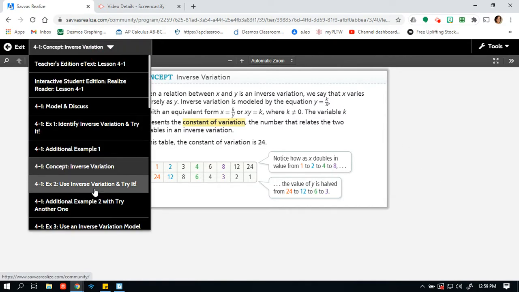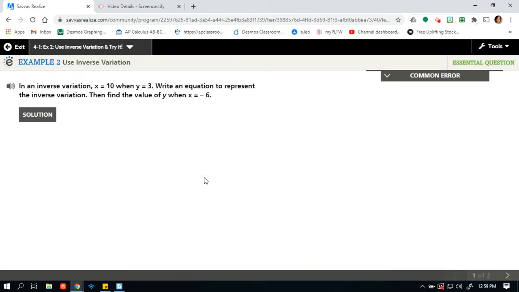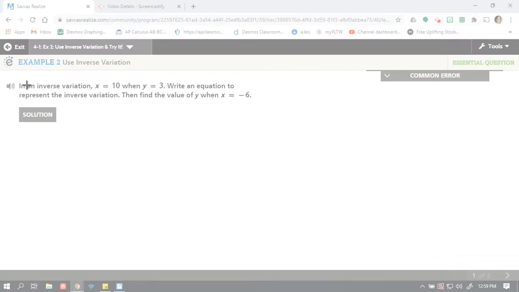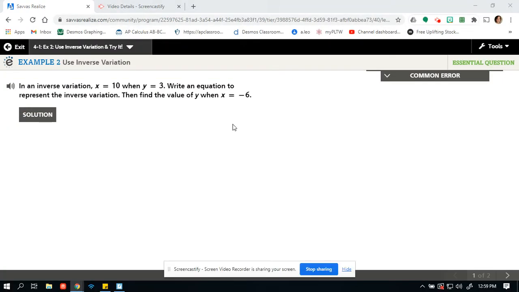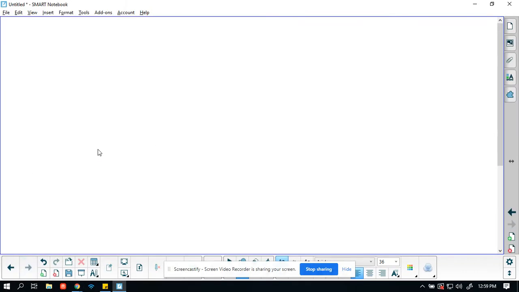All right, so let's look at the use of inverse variation. This is just a quick use. It's the beginning of the example, so we're not going to get into the meat of using this concept until we get to example 3, 4, and 5. But let's look at an inverse variation of x equals 2 and y equals 3. We're going to write the equation.